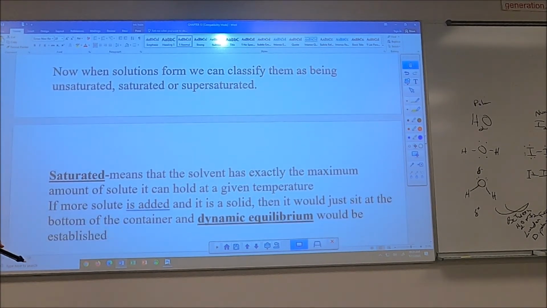So, your general outline of why solutions form. Solutions form because there is an enthalpy advantage to being mixed, and there's an entropy advantage to being mixed. Okay? So when we talk about solutions that form, we can talk about a solution being unsaturated, saturated, or supersaturated.